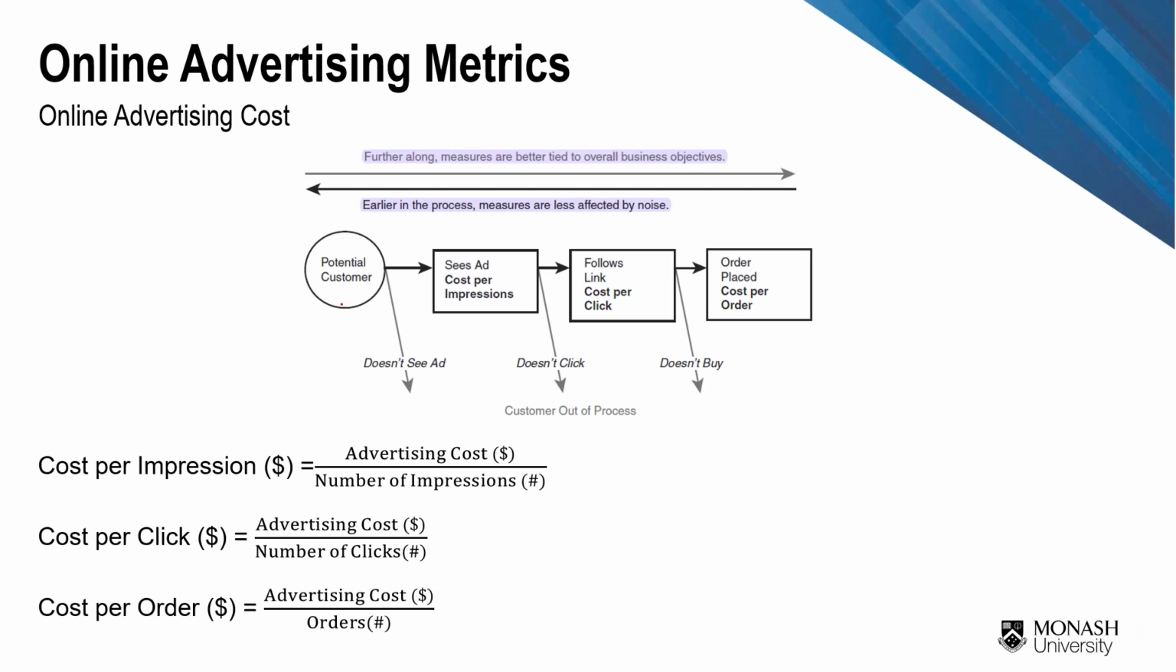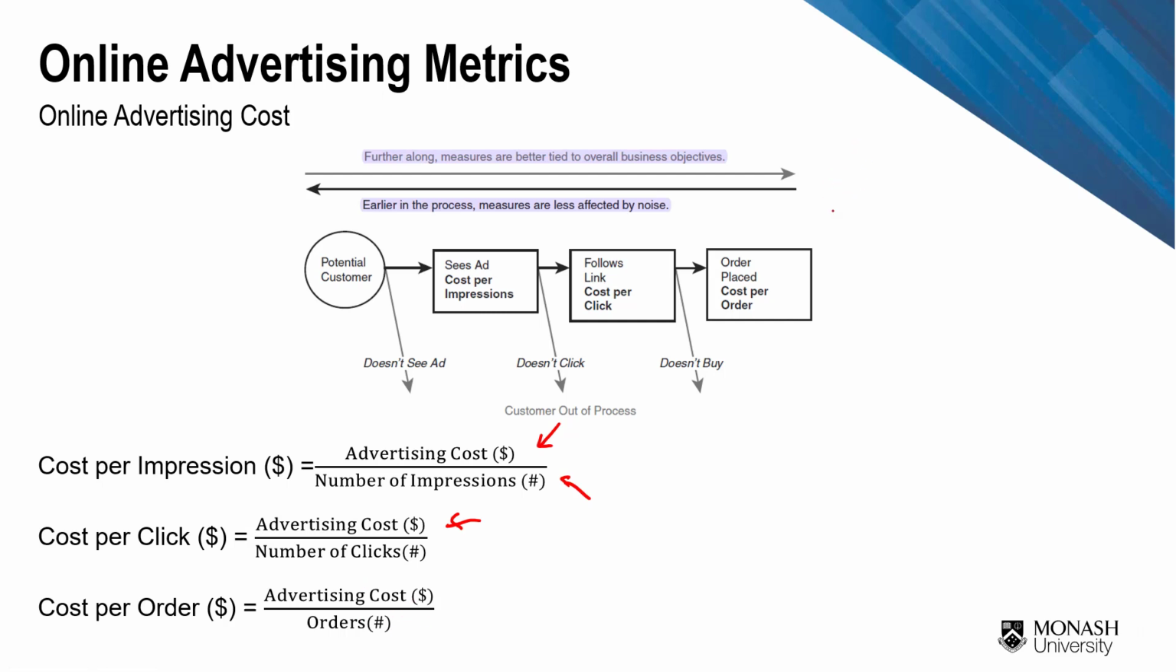For example, just now in my marketplace example, when I want to reach more people, I have to pay for advertisement. So as you can see in here, there is cost per impression, which is the advertising cost divided by the number of impressions. Cost per click is the advertising cost divided by the number of clicks. And cost per order is the advertising cost divided by how many orders you actually receive.